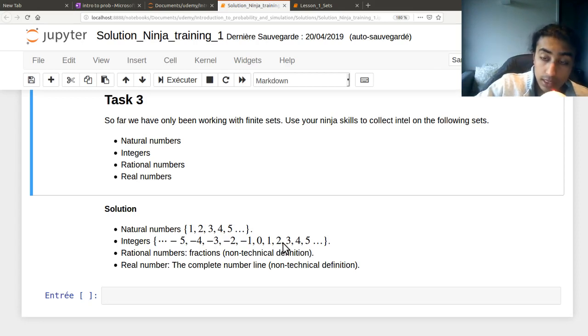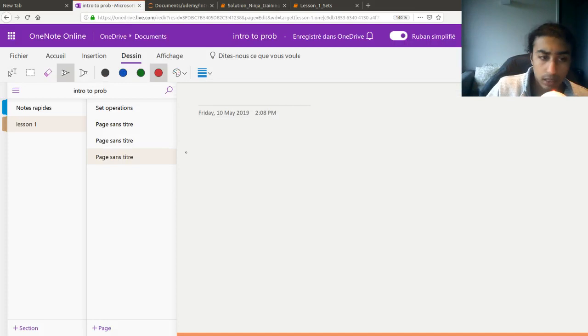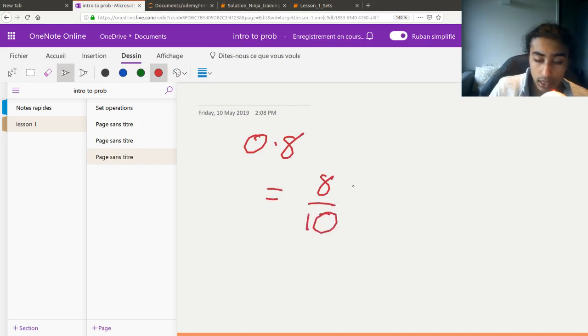The rational numbers, this is a non-technical definition, but it's essentially just fractions. So numbers you can represent as fractions. For example, let's just go to the board. It could be 0.8. That's a rational number because you can represent it with a fraction. It is 8 over 10, or you can simplify that to 4 over 5. So you can write this as a fraction.